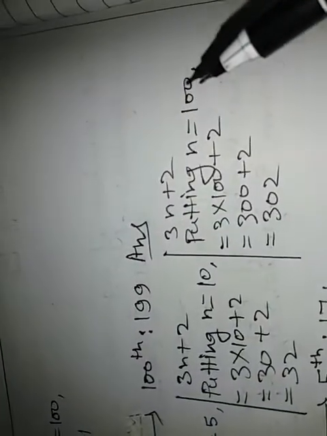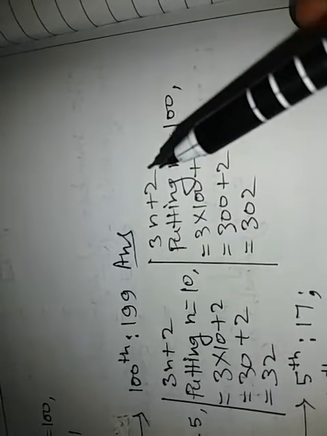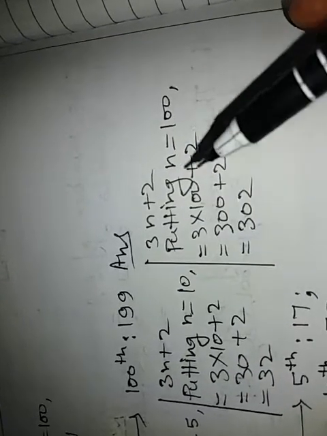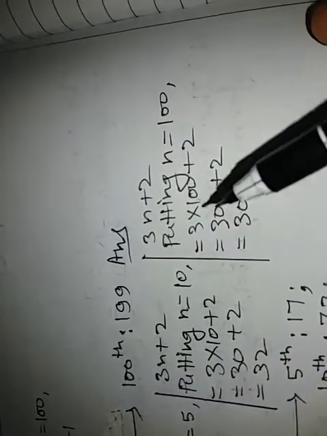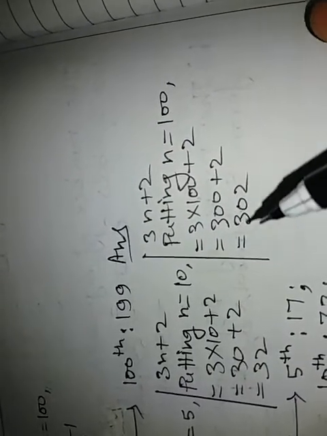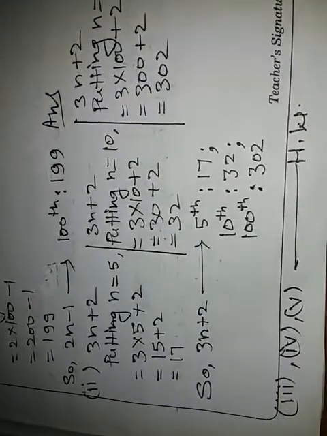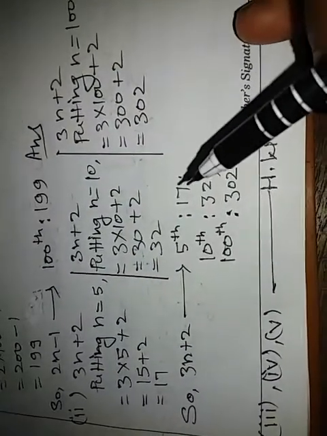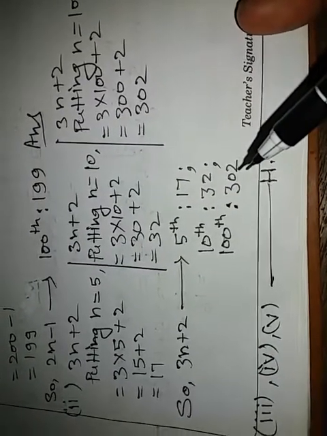Now putting n equal to 100 in the same expression, 3n plus 2. It is 3 into 100, writing 100 in place of n, plus 2. 3 hundreds are 300, plus 2 is equal to 302. So the solution is 17, 32 and 302.